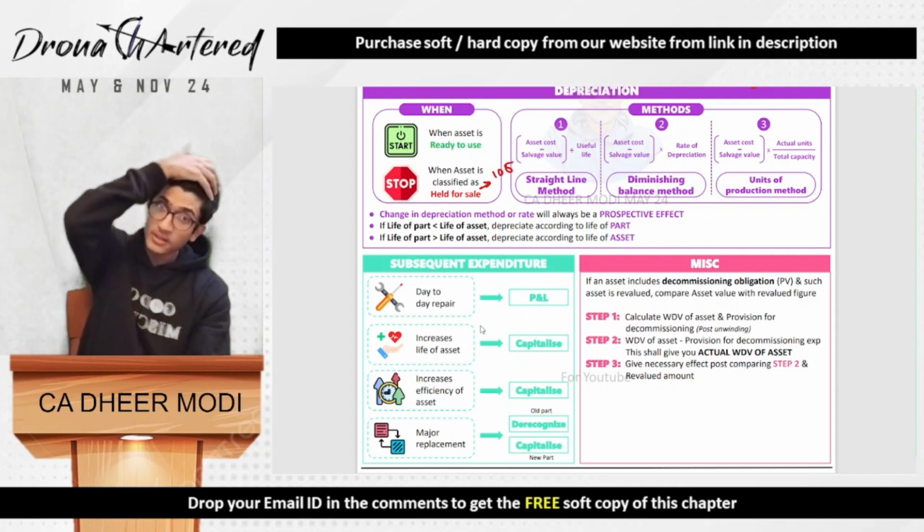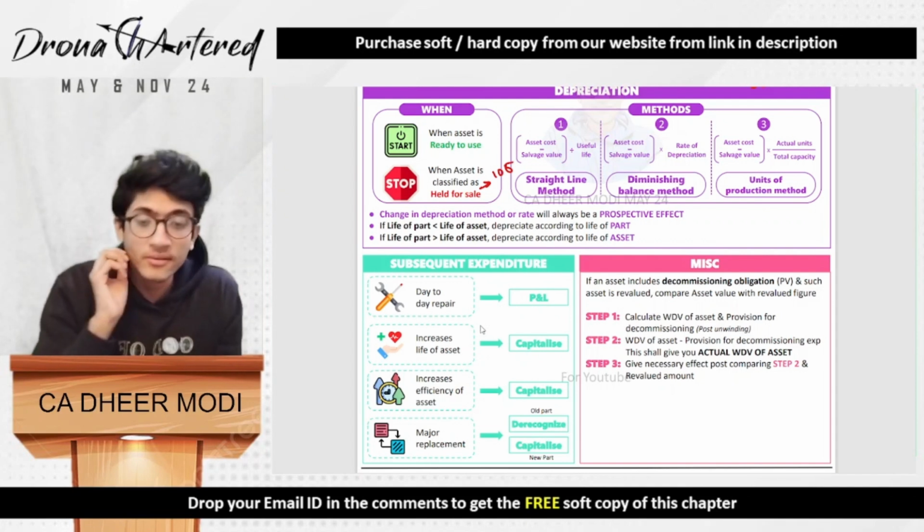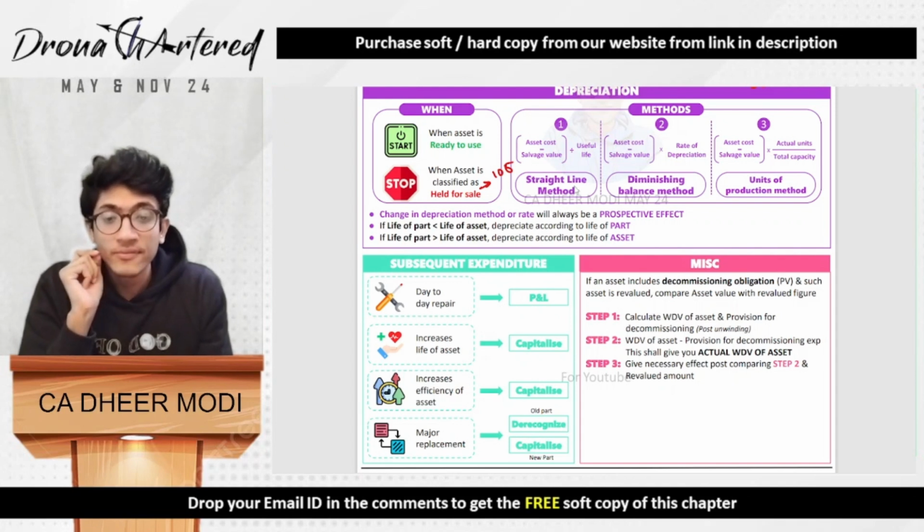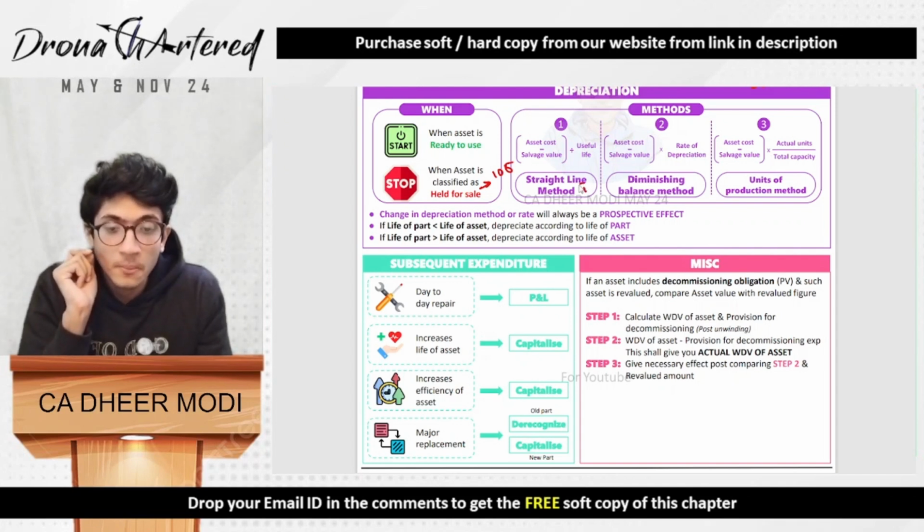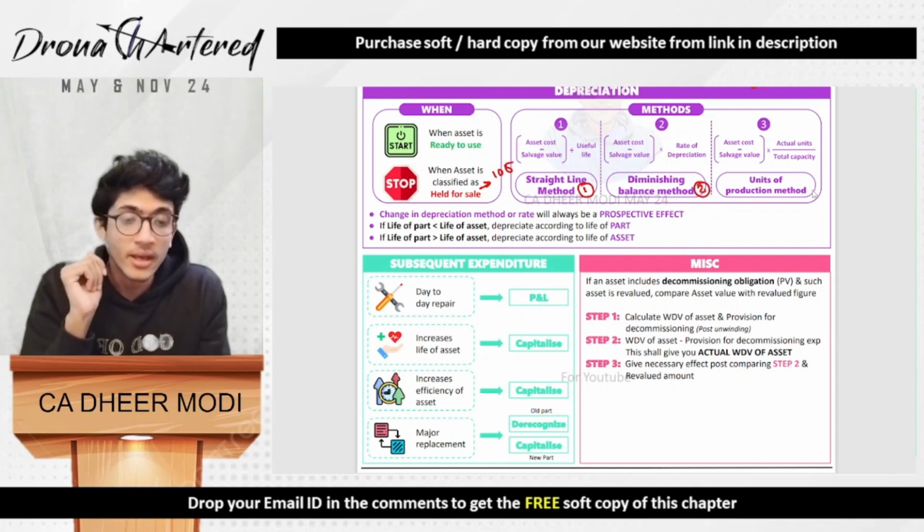Now there are certain methods. There are certain methods for depreciating an asset. So first is your straight line method. Second is your diminishing balance method, that is your WDV, and third is the units of production method.